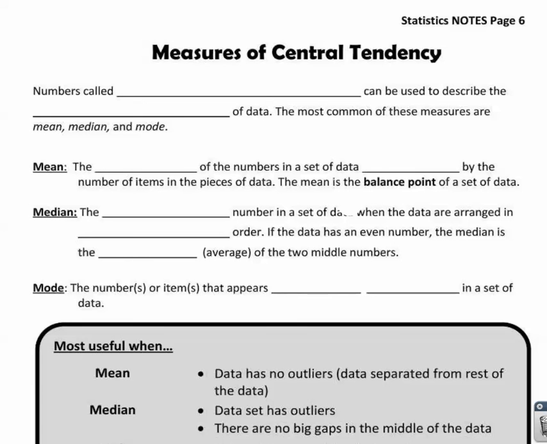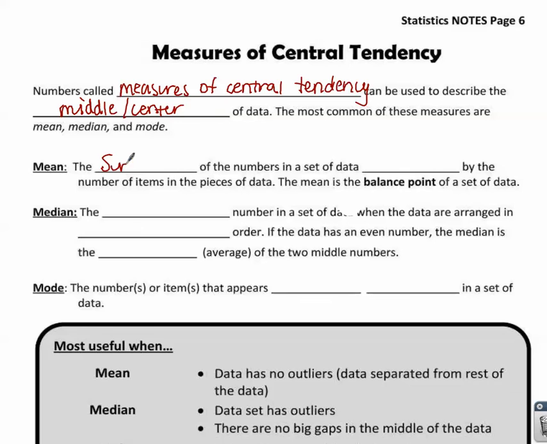Today we're going to be talking about measures of central tendency. Numbers called measures of central tendency can be used to describe the middle or center of the data. The most common of these measures are mean, median, and mode.